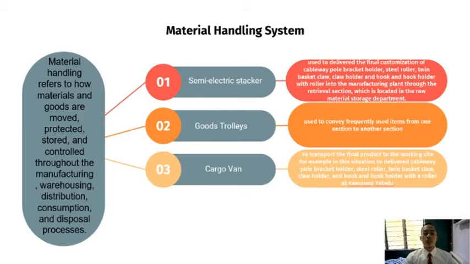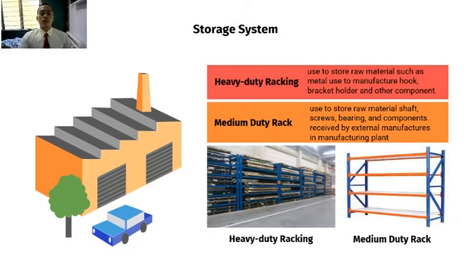For example, in this situation, to deliver the CABLEWAY pole bracket holder, steel roller, twin basket claw holder, and hook holder with roller at Kampung Terbelu. Next, for the storage system, we are using 2 types of storage system, which are heavy duty racking and medium duty rack. Heavy duty racking is used to store raw material such as metal used to manufacture hooks, bracket holders, and other components, while medium duty rack is used to store raw material such as shafts, screws, bearings, and components received from external manufacturers.